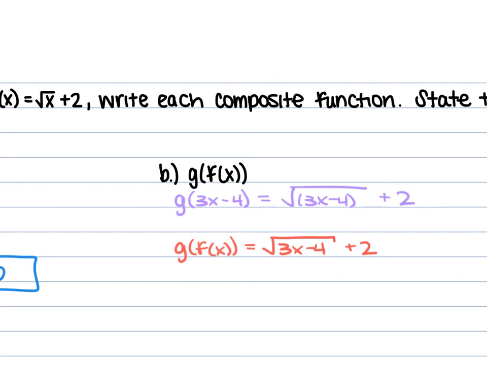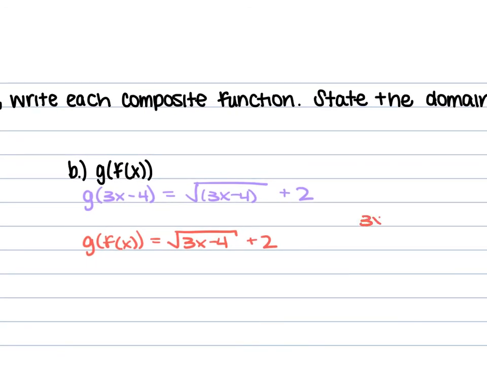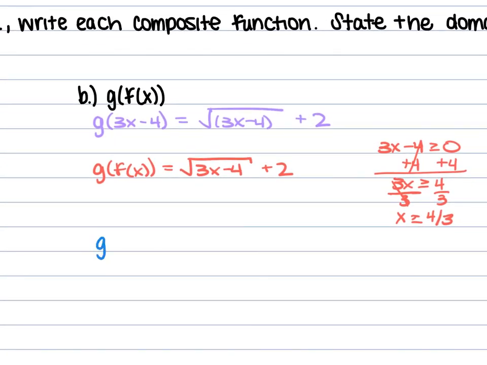Now, how do you know what x cannot equal? Well, look at the term underneath the radical. Underneath the radical, you have that 3x minus 4. So 3x minus 4 has to be greater than or equal to 0 here. Move the 4 over, add it to both sides. We have 3x is greater than or equal to 4, divide by 3. x has to be greater than or equal to 4/3. So that's also part of our answer. So when we write our answer for this, it would just be g of f of x is equal to the square root of 3x minus 4 plus 2, where x is greater than or equal to 4/3.